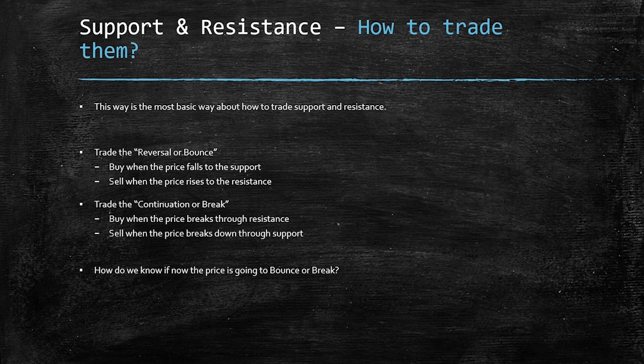So how do we trade this support and resistance? There's basically two ways that you can trade this support and resistance, and these are the most basic ways that traders do. The first way is that they can trade reversals, or sometimes they call it the bounce. What this means is that you can buy when the price falls to the support, or you can sell when the price rises to the resistance.